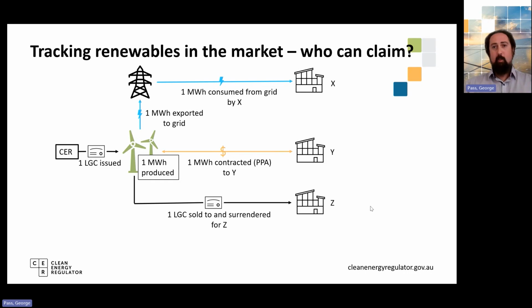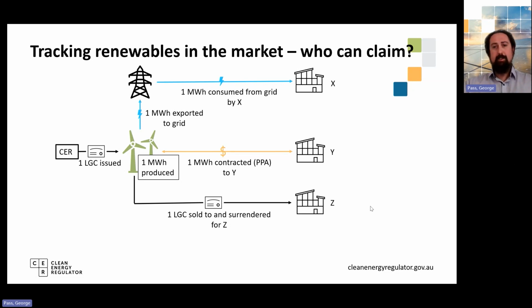And lastly, we have a certificate that can be traded and surrendered to the CER. We've covered the details of this in the previous slide, so I won't repeat them here. But I will mention that the RET was cleverly designed such that it actually has all the elements required of the type of renewable energy tracking mechanism recommended for use by the Greenhouse Gas Protocol corporate standard.